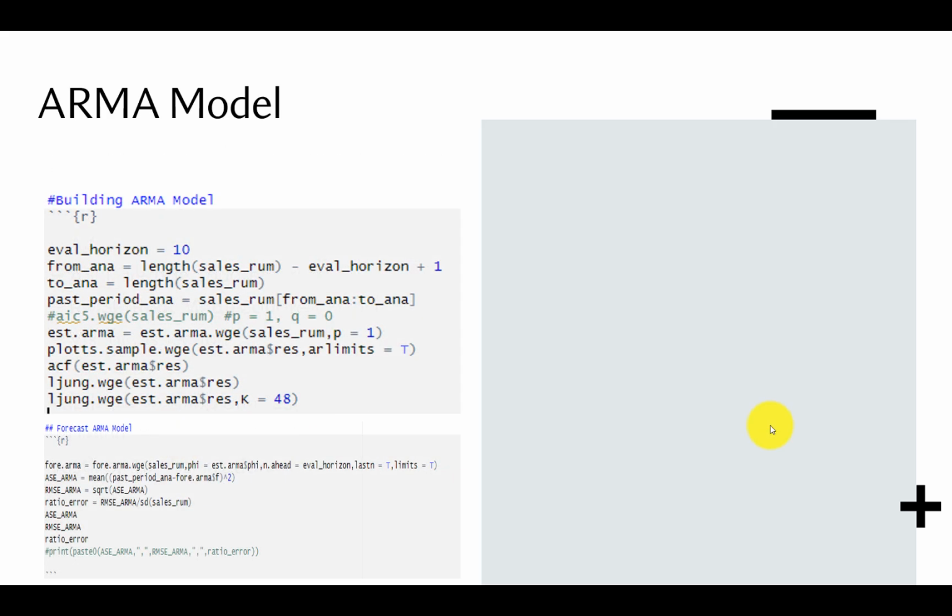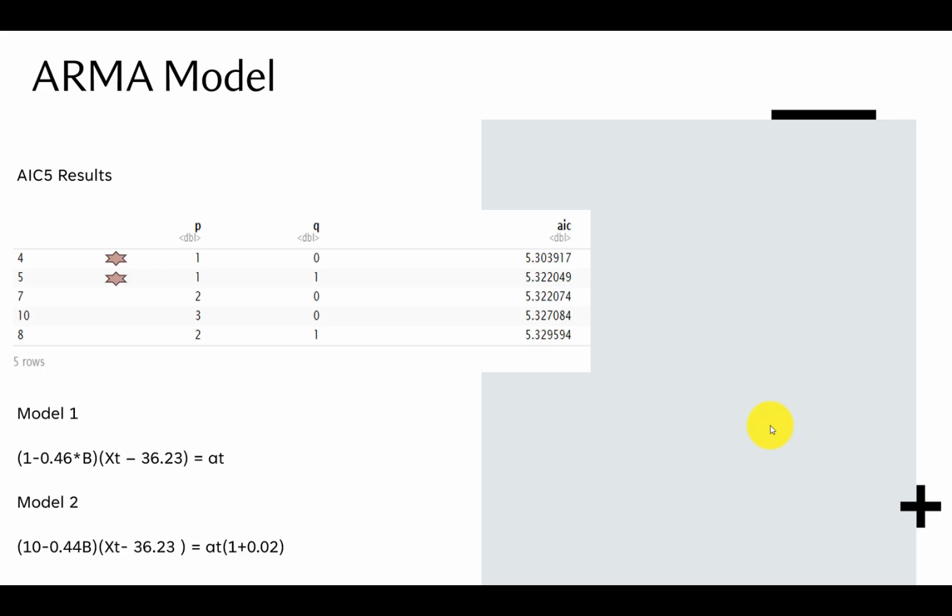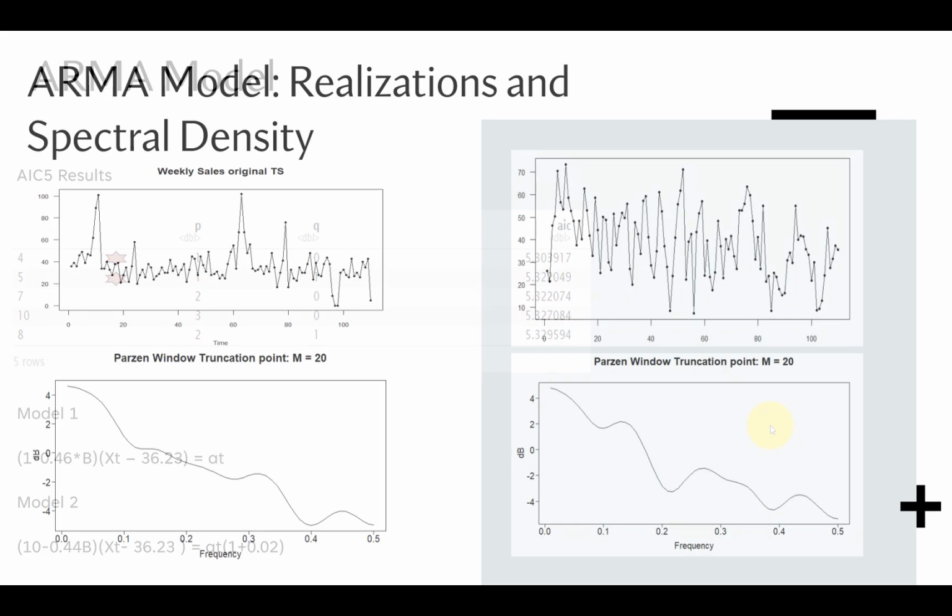Okay, our first model was the ARMA model. You can pause the video and take a look at the code. First, we used the AIC criterion and parameter estimation to determine the optimal orders of the ARMA model. Finally, based on the AIC results and the parameter estimation, we selected an AR1 and an ARMA 1.